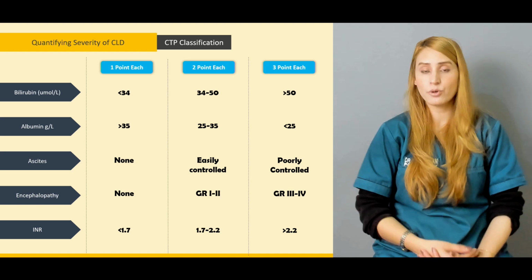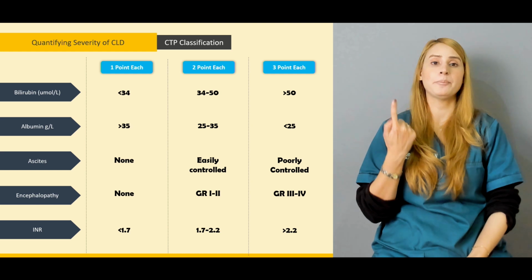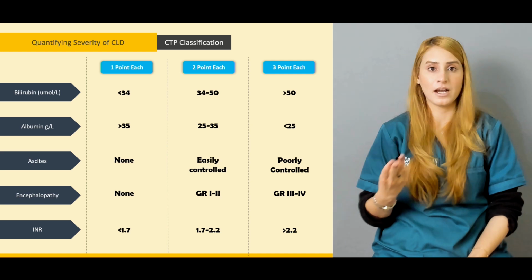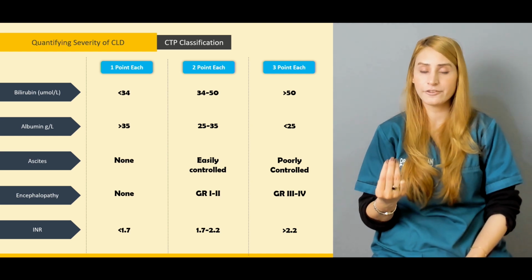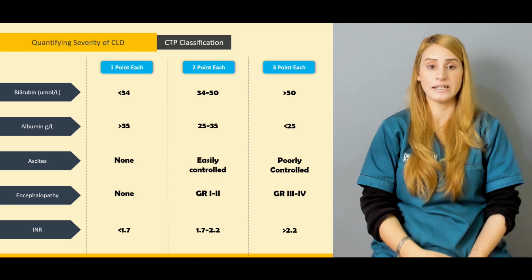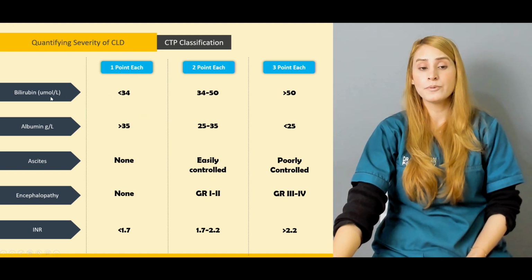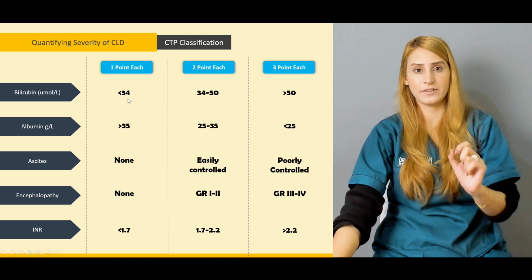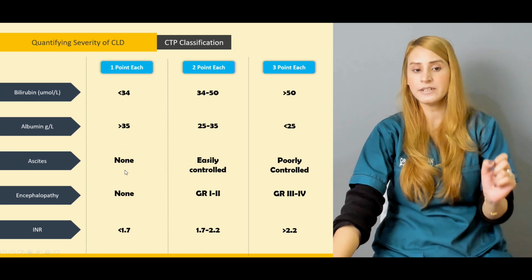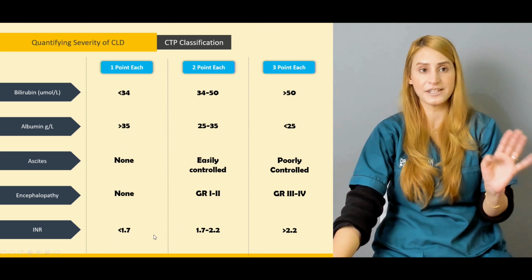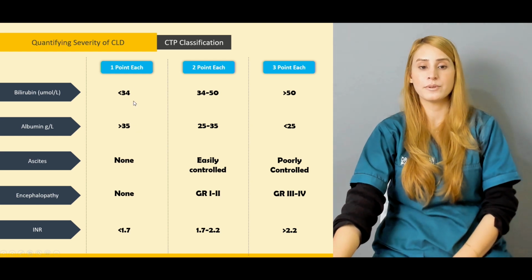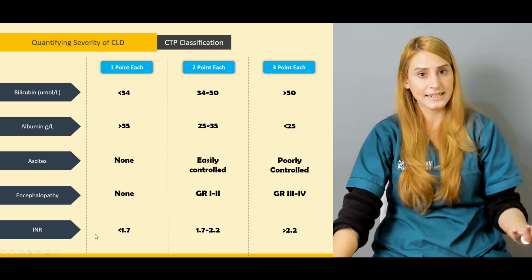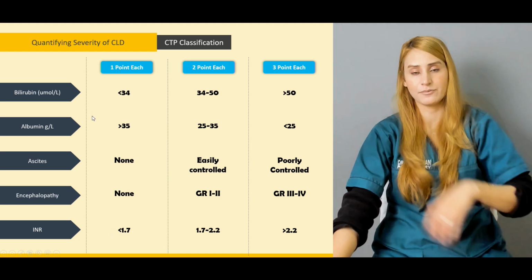So what are the 5 important parameters in the CTP classification? Bilirubin level, most important, then albumin level, then whether the patient is developing encephalopathy or not, the status of the ascites, and the INR ratio. So if the patient's bilirubin level is less than 34, albumin is greater than 35, there is no ascites, no encephalopathy, and INR is less than 1.7, then the total points would be 1, 2, 3, 4, 5, right? So 5 points, that means mild, even if all the parameters are present.